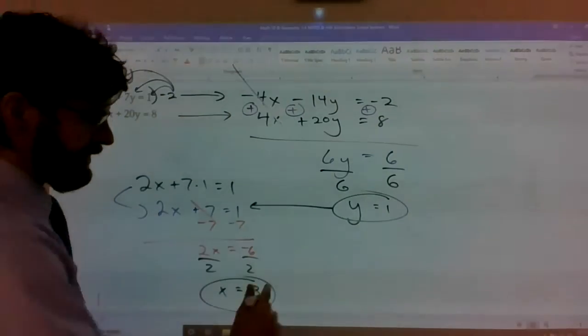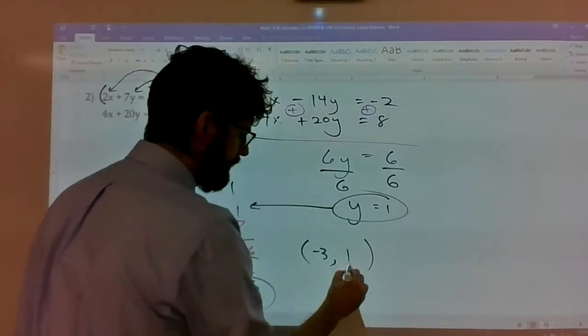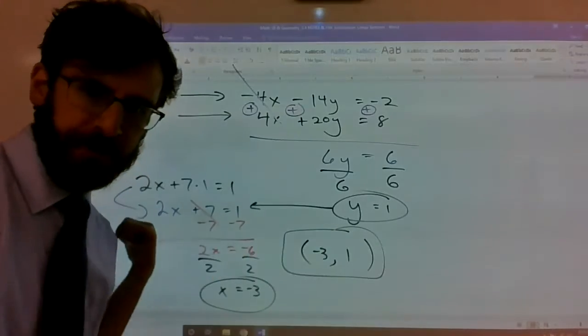So your final answer is going to be the ordered pair, negative 3, comma, 1. Make sure the x goes left, the y goes right.